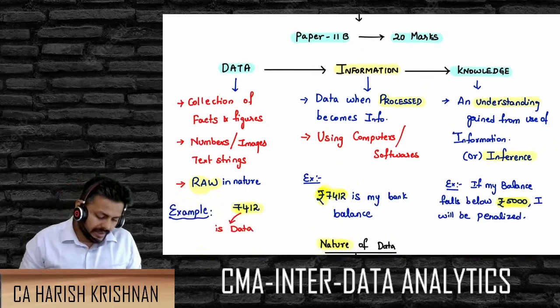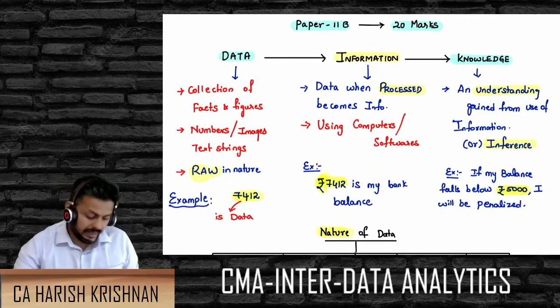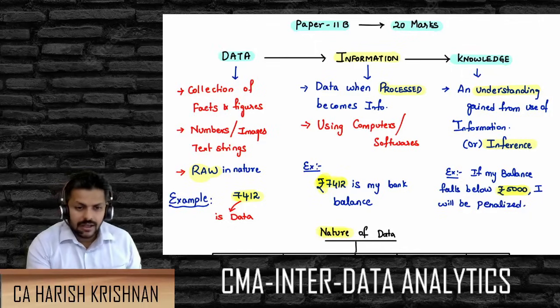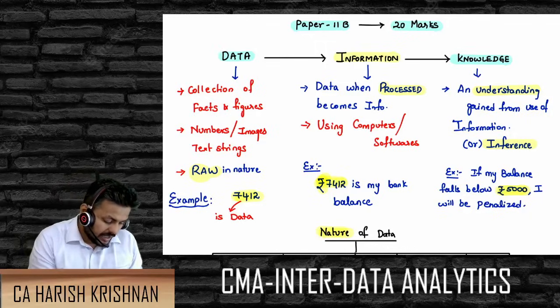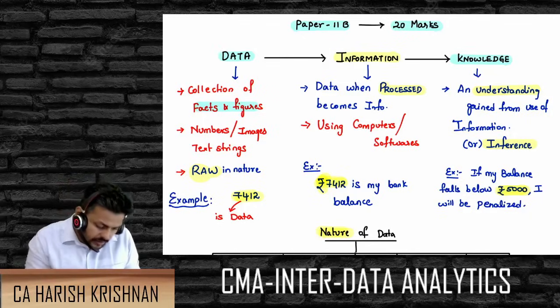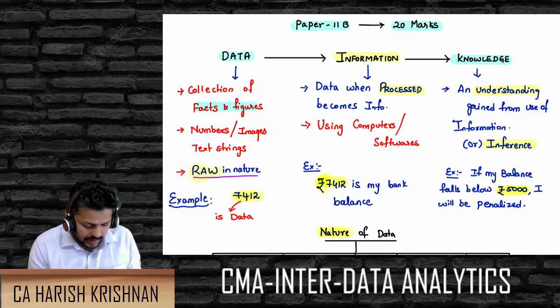So going by that guys, to start with, we have the discussion about three words: data, information and knowledge. So what about data, information and knowledge? If you see, data is a collection of facts and figures. What is data? It is a collection of facts and figures, numbers or images, text strings, and the keyword to go down there is, as already given there, it is raw in nature. Okay, it is raw.